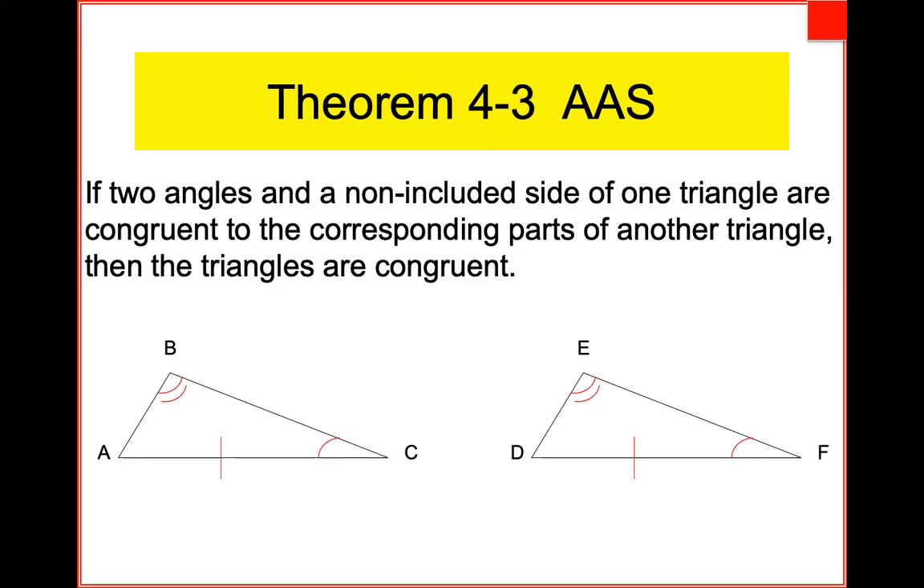AAS will get you into trouble. You want to know why? What if the tick mark was right here instead of right there? It still makes AAS, but check it out. The tick mark is next to the one with 2 arcs. This one is next to the one with 1 arc. AAS is the only one that will cause you problems if you're not careful. It specifically needs to be a specific side that's grouped.